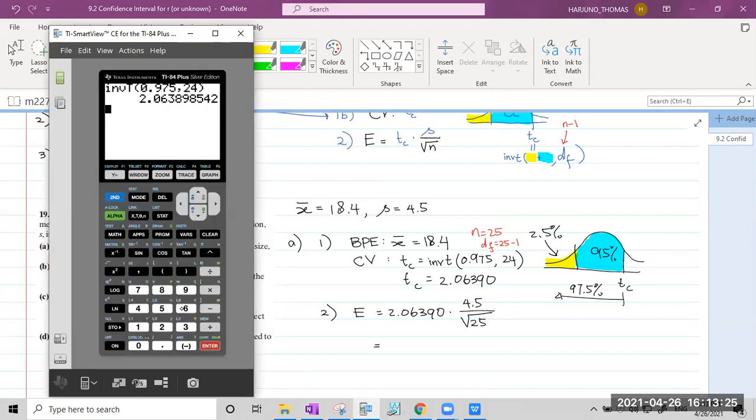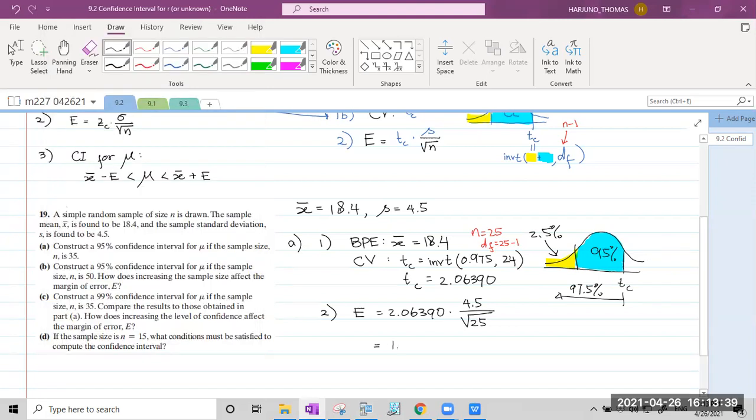Okay, so this guy times 4.5 divided by square root of 25, which is 5. I get 1.85751.